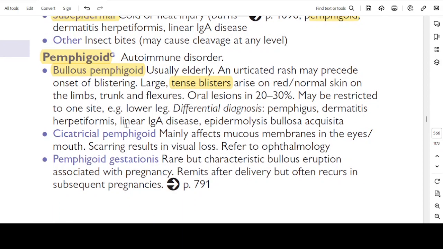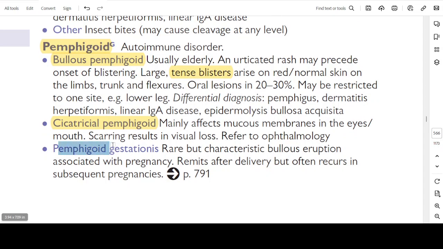Epidermolysis bullosa acquisita. Cicatricial pemphigoid mainly affects the mucous membranes in the eyes and mouth. Scarring results in visual loss, so refer to ophthalmology. Pemphigoid gestationis is a rare but characteristic bullous eruption associated with pregnancy, which remits after delivery but often occurs in subsequent pregnancies.